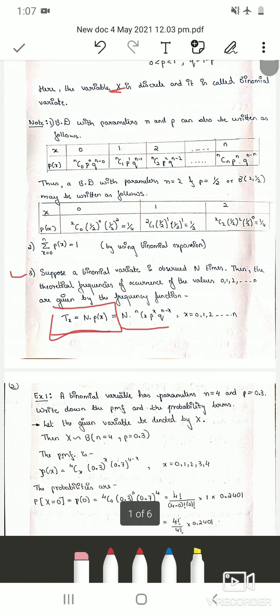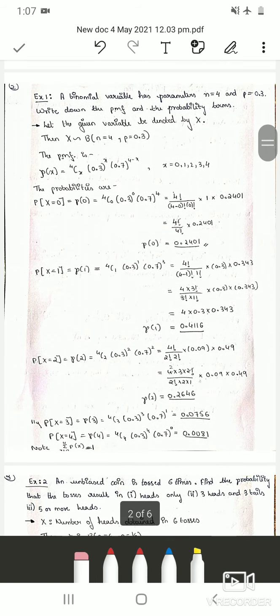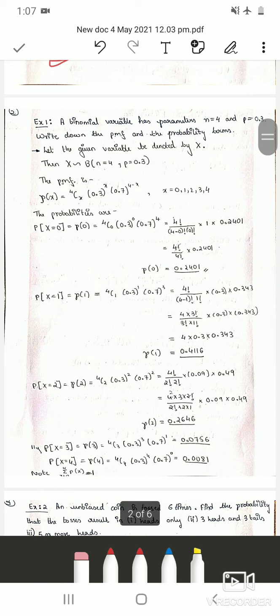So with this brief introduction, we will start with problems. The first problem is, a binomial variable has parameters n equal to 4 and p equal to 0.3. Write down the PMF and the probability terms. In this question, they have directly mentioned what is n and what is p. n is 4 and p is 0.3. They have asked to find out the PMF and the probability terms.